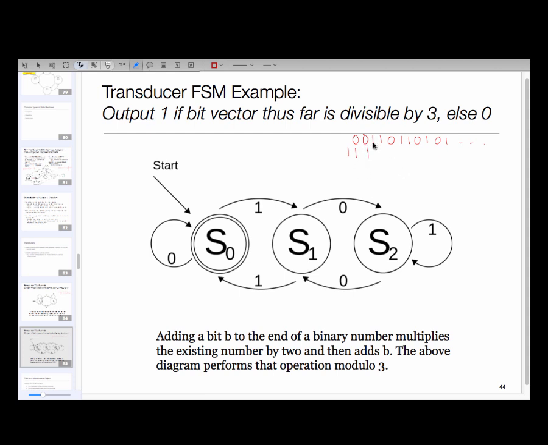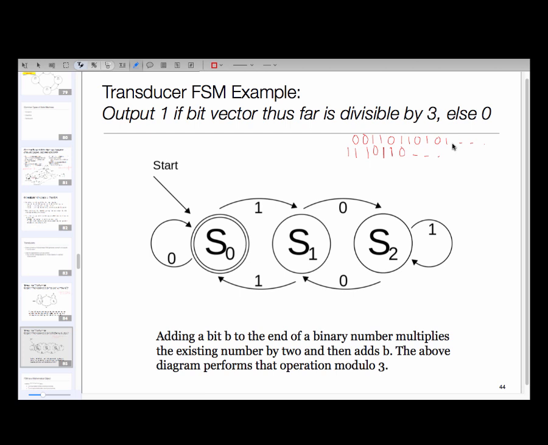Then I get a 1, so I have now seen the number 0, 0, 1. It's not divisible by 3, so output should be 0. Then I get another 1, so the number I've seen now is 0, 0, 1, 1, which is 3, and therefore output should become 1. Then I get a 0, so it becomes 0, 0, 1, 1, 0. What should the output be? 1, because the number is 6. Next one, I get a 1 now. So I get 0, 0, 1, 1, 0, 1. That's 13, not divisible by 3, becomes a 0. Okay, and so on and so forth. I'm not going to work through all of them.